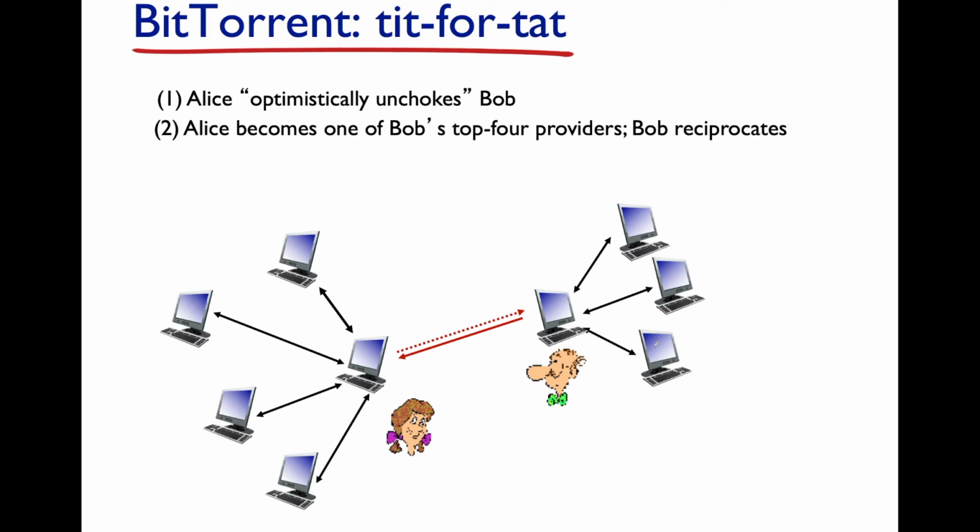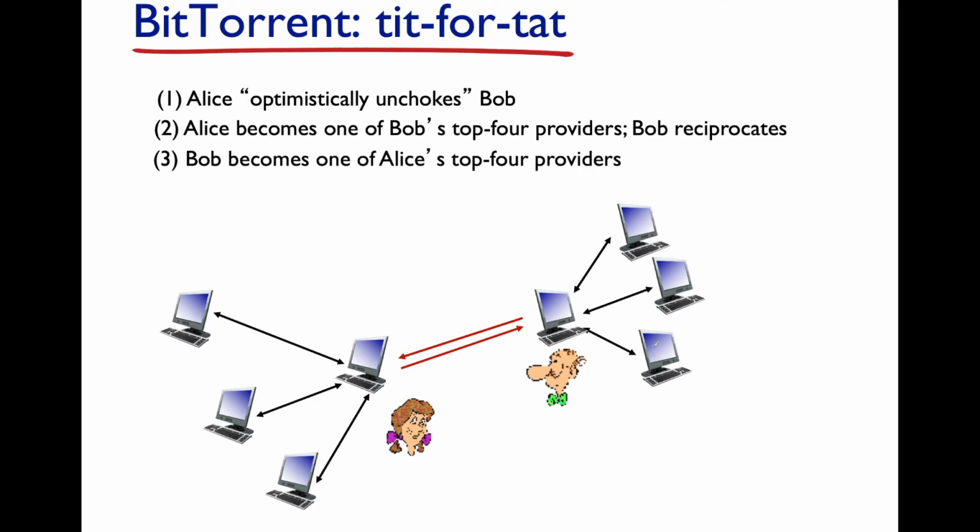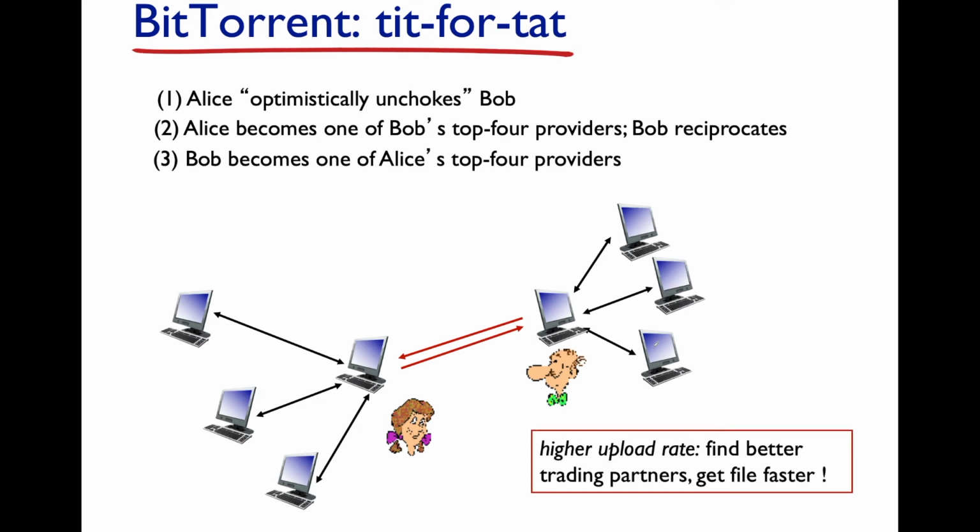chunk providers, a good trading partner, and Bob starts reciprocating. Says, okay, well, let me start sending more chunks to you. Bob then becomes one of Alice's top 4 chunk providers, a good trading partner for Alice, and now Bob is in the top 4 from Alice's perspective. And so when you have a higher upload rate, you've found a better trading partner, and therefore you've gotten chunks of that file even faster. And that's the goal, is fast file distribution.